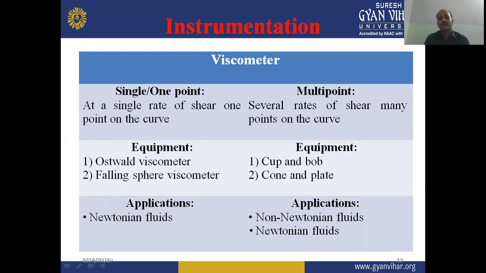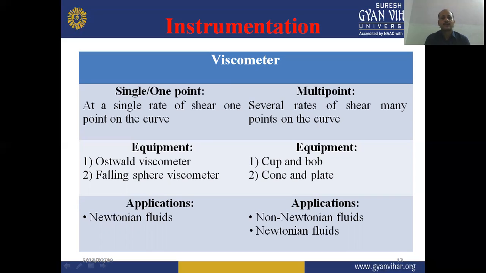First, the viscometers are the apparatus which can be used for the measurement of viscosity. They can be classified into two types: the single point viscometer, and the second one is the multi-point viscometer. The comparison of single point and multi-point viscometer is given in these slides. In a single point viscometer, at a single rate of shear, we get one point on the curve. In a multi-point viscometer, several rates of shear are obtained at many points on the curve.